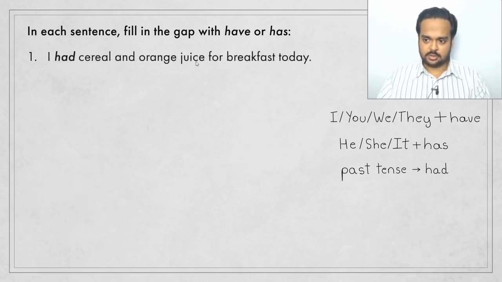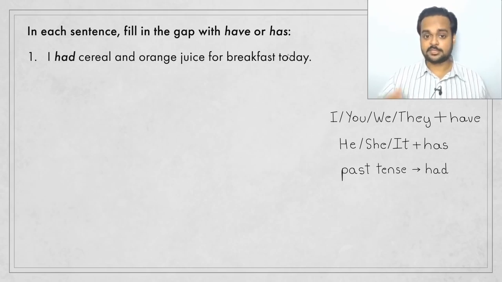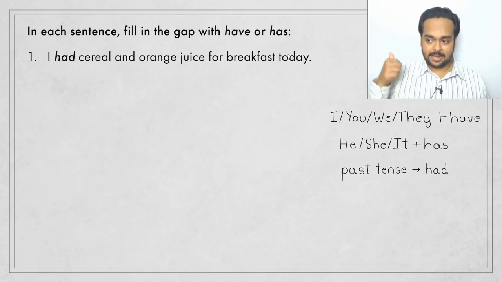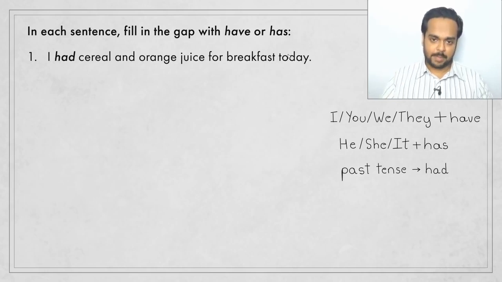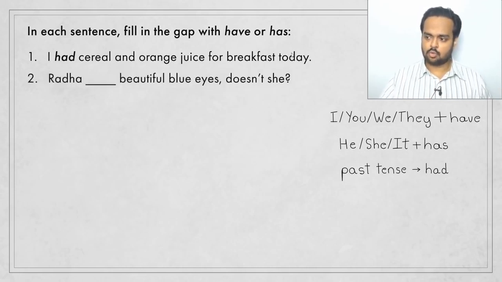Actually, the correct answer is had here, because by today, we mean this morning. Okay, I had cereal and orange juice in the past. It was the recent past, but it was still in the past, so had. Number two, rather beautiful eyes, doesn't she? What would you put here? Have, has, or had?